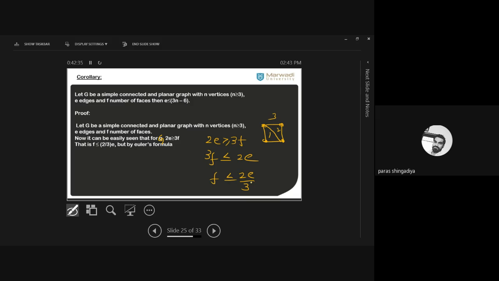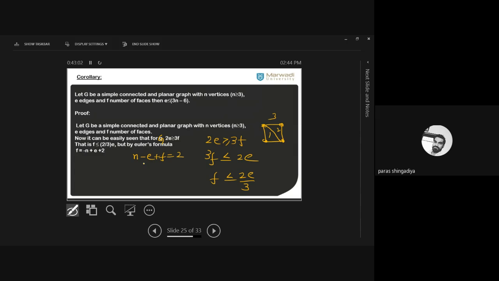Okay. Now in the next step, as we know this is a connected planar graph. If it is a connected planar graph, it means Euler's formula will work. What is Euler's formula? N minus E plus F is equal to 2. Which formula do we have? N minus E plus F is equal to 2.